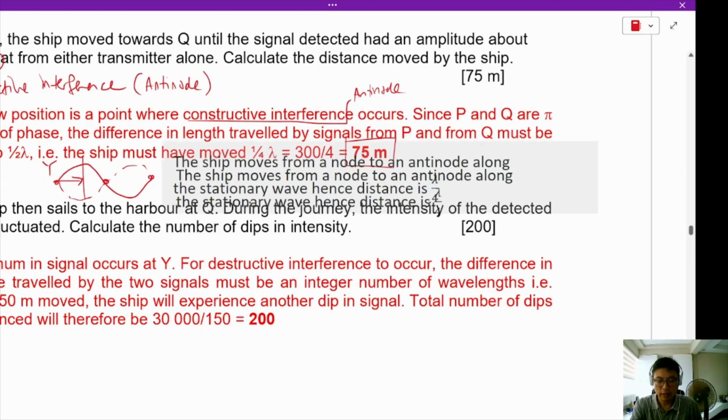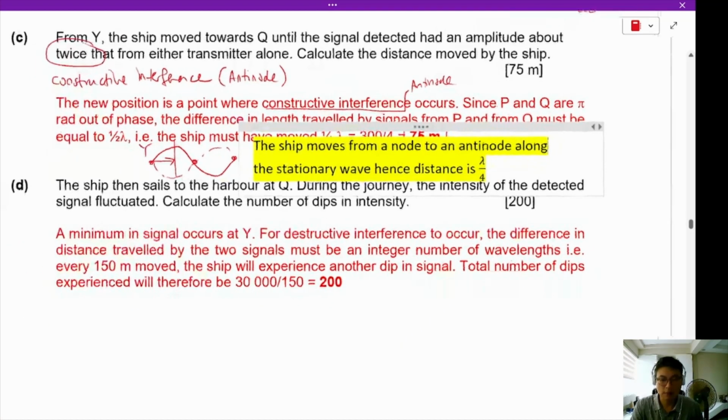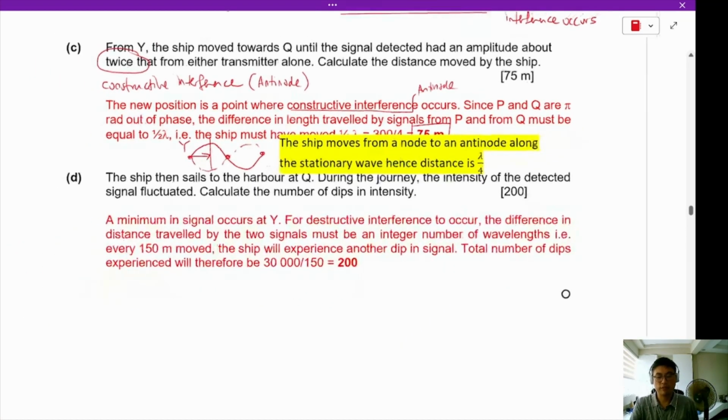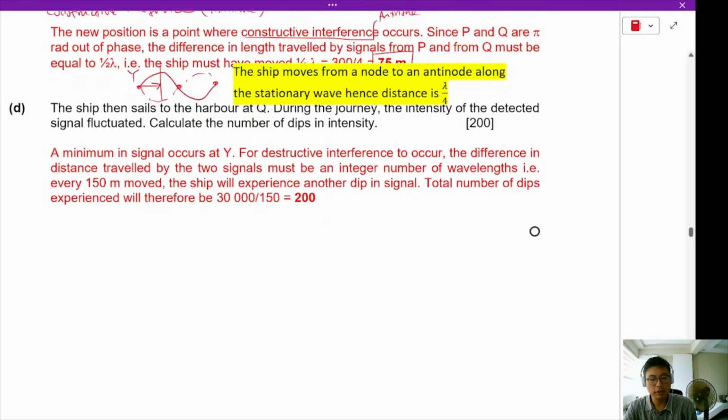Okay, so that's what I would write as a response to this question. The ship moves from a node to an antinode along the stationary wave, hence the distance is lambda over 4, which is 75 meters. Okay, now next. The ship then sails to the harbor at Q. During the journey, the intensity of the detected signal fluctuated. Calculate the number of dips in the intensity.